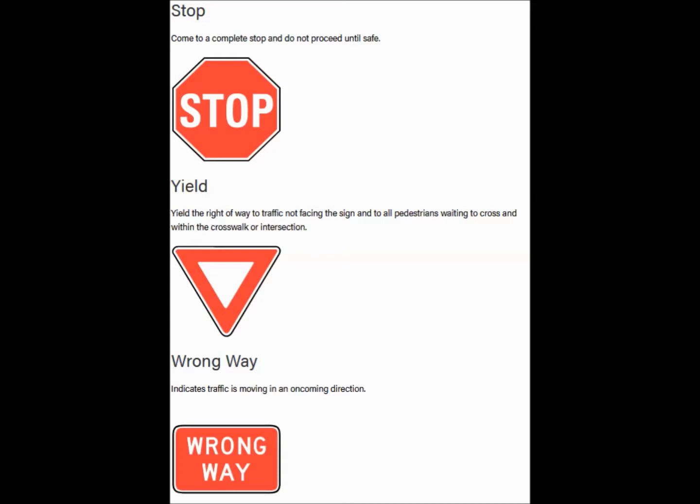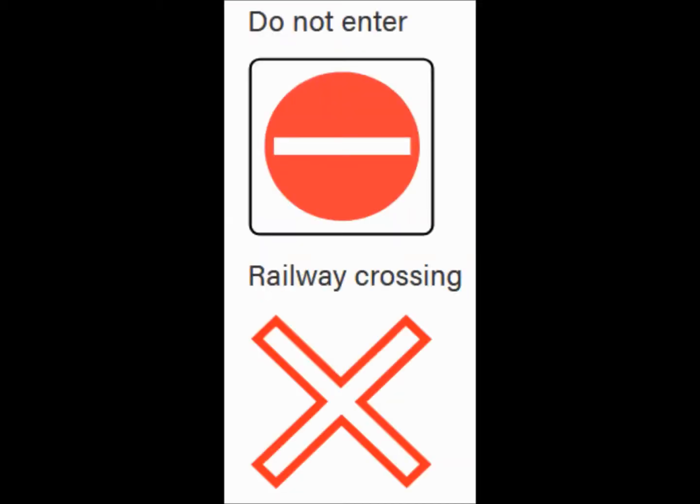Wrong way. Indicates traffic is moving in an oncoming direction. A rectangular red sign with white lettering saying wrong way. Do not enter. Image description: a white rectangle with a red circle and a smaller white rectangle separating the top and bottom hemispheres. Railway crossing. An X with a red outline and white interior.